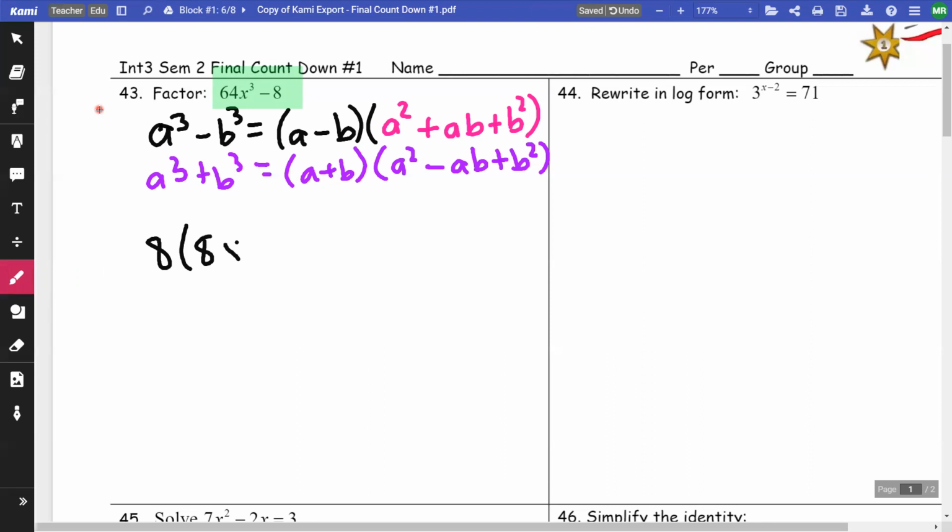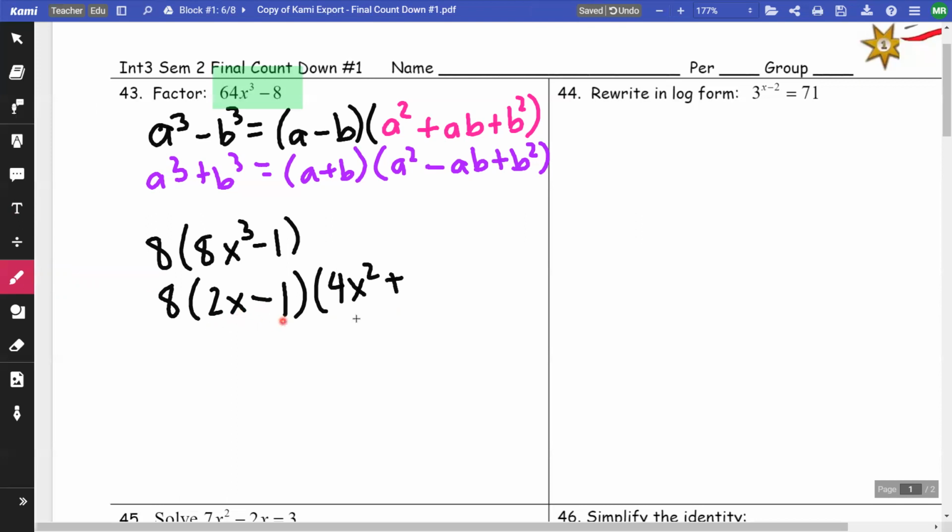So you're going to have 8 times x cubed minus 1. Now, this is still a difference of 2 cubes. So I'm going to have an 8. The cube root of 8x cubed is 2x minus the cube root of 1 is 1. Now I am going to square this first term here. So that's going to give me a 4x squared. Since this is a minus because this was over here, this becomes the opposite. It becomes a plus.